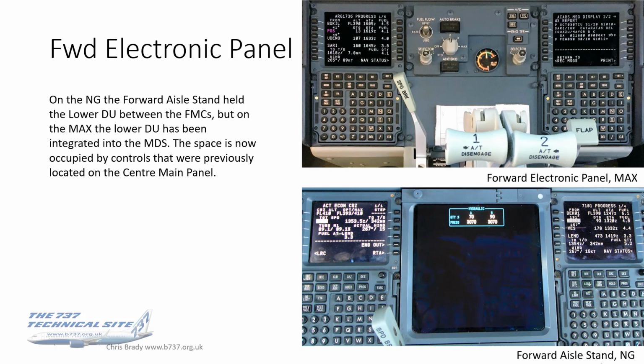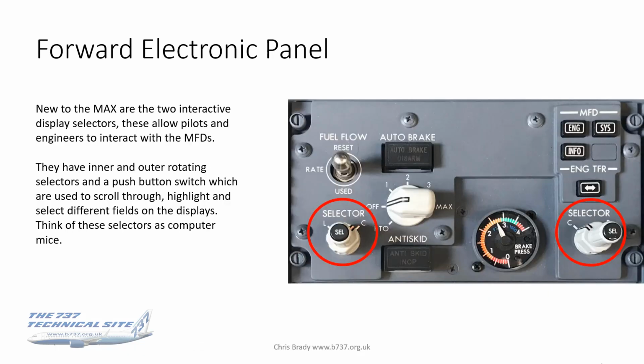So looking down to that forward electronic panel, where the lower DU was on what was known as the forward aisle stand is now renamed the forward electronic panel. And as you can see, you've got various items on there. This is a close-up of it.